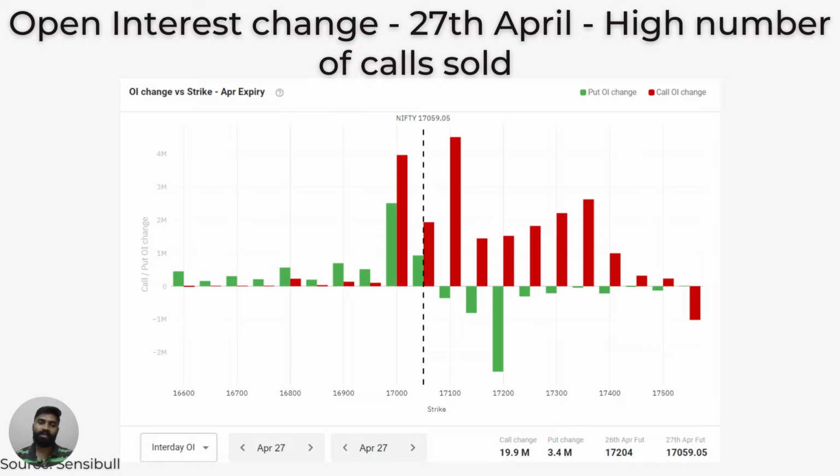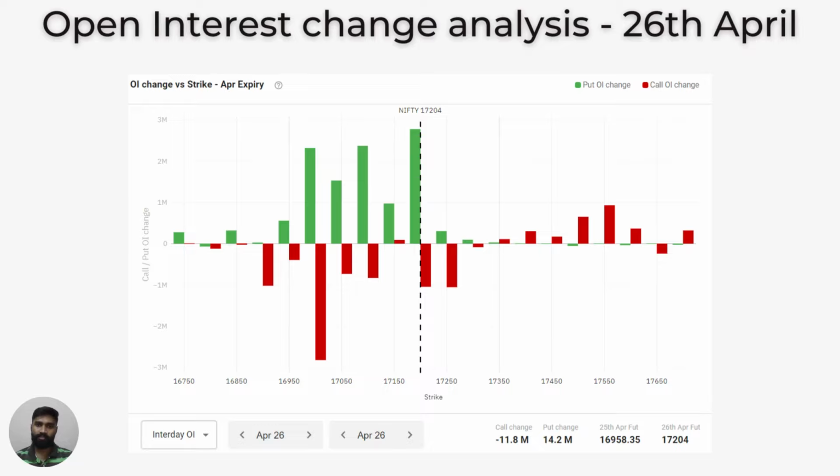The green bars here indicate the put OI change, and this basically acts as a support because the traders believe that the Nifty 50 is not going to breach this particular point to the downside, and thus they can pocket the premium that they sold. A high number of calls sold indicates a bearish nature to the market, and a high number of puts sold indicates a bullish nature to the markets.